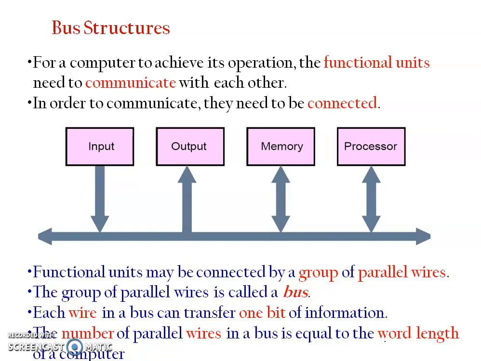How many bits form the word can be decided based on the architecture of the computer, and that is called the word length. The number of bits that forms a word is called the word length, and that will vary based on the architecture of the computer. So the number of parallel wires in a bus is equal to the word length of the computer, in which each wire will be allowed to transfer a single bit of information. So the group of wires combine together to form a bus.